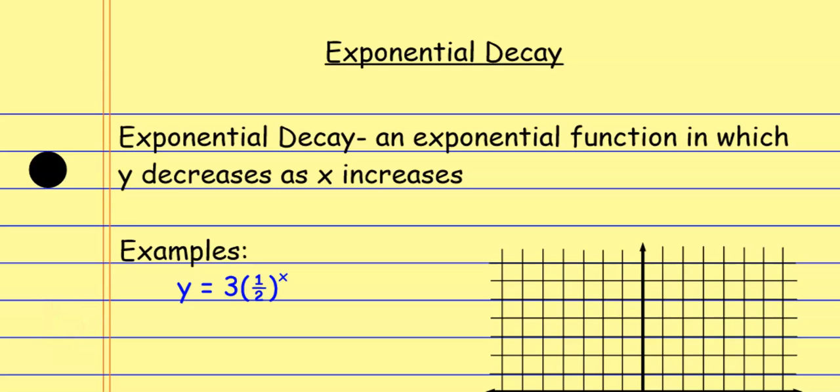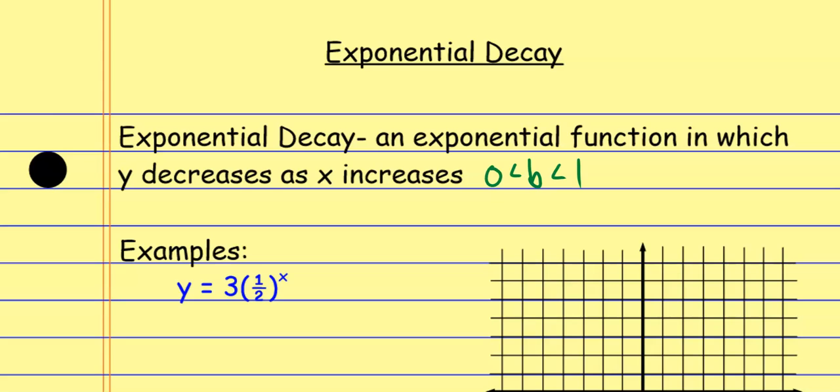We can also determine if it's exponential decay based on the b value. Remember, growth is when the b value is greater than 1. But if we have a b value that's between 0 and 1, so bigger than 0 but smaller than 1, a proper fraction in between there somewhere, then we're going to have exponential decay. And again, it's that idea that we're decreasing by a certain amount. Decreasing by a percentage, as we'll get to later, creates a value that's between 0 and 1.